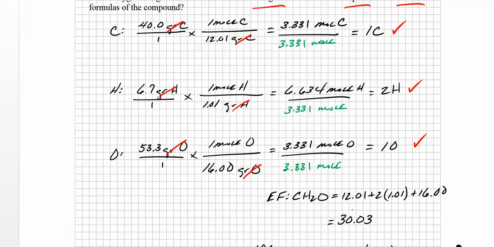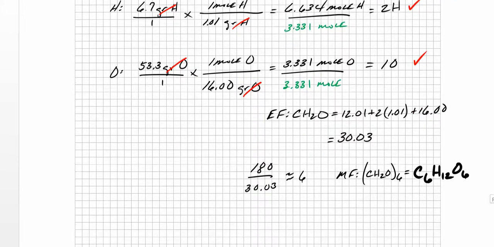Now that I've got the empirical formula, I want to know the mass of that formula. When I add these up, I get 12.01 plus 2 times 1.01 plus 16, and I get 30.03. Now let me compare that to the gram formula mass they're giving me. They're giving me 180. Well, 180 is about 6 times bigger than the 30.03 that I calculated for the empirical formula. That means the molecular formula must be 6 times bigger than the empirical formula. The empirical formula is CH2O, so the molecular formula is C6H12O6. That's the correct answer. I'll see you on the next one. Thanks. Bye-bye.